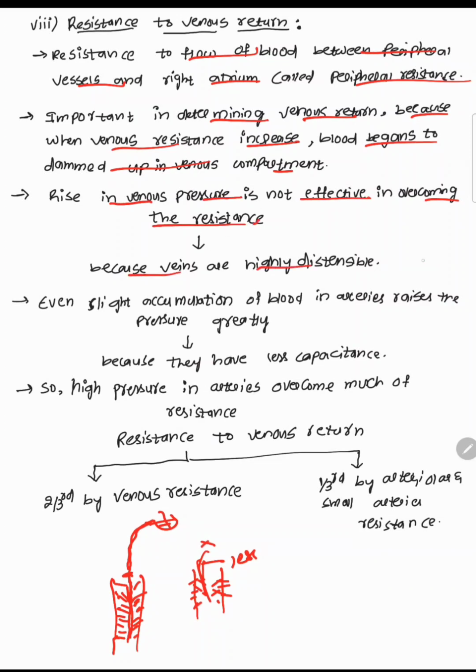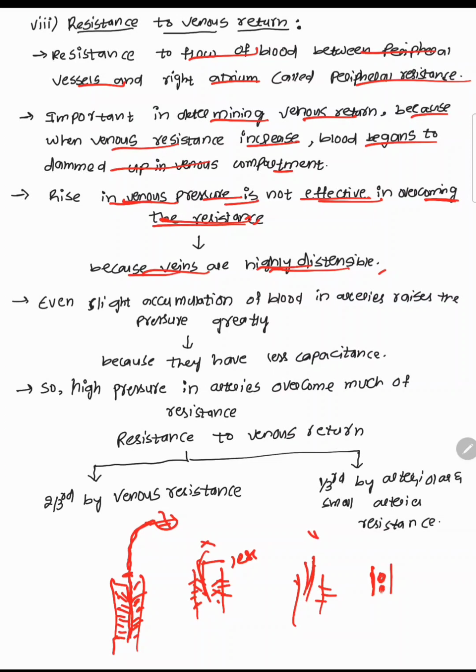Because veins are highly distensible, we know that veins can distend, means they can accommodate a great amount of blood. They are highly distensible. So, how much blood can they accommodate? No problem, because they will distend and accommodate the venous blood with extension. But they cannot exert enough pressure, the pressure is very little, which cannot overcome the resistance to move into the heart. Rise in venous pressure is not effective in overcoming the resistance because veins are highly distensible. But when we take the arteries, they are not so distensible. They are tough enough so that they cannot distend.